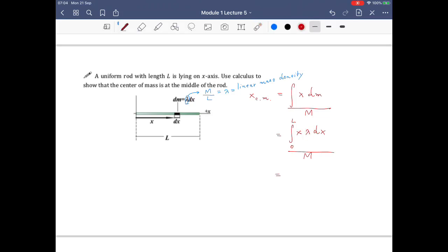Now because lambda is a constant, what you have from here is just lambda times the integral from 0 to L of x dx over big M. So what you have is lambda x squared over 2 from 0 to L over M, and so what you have is lambda L squared over 2M. Okay, that is the position in the x direction of this rod.